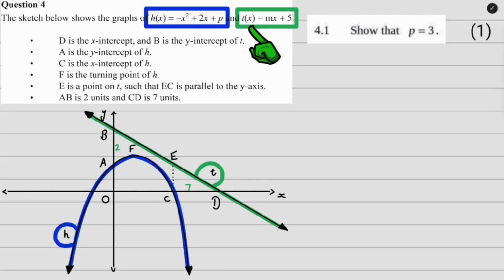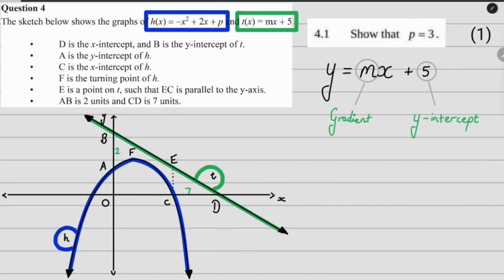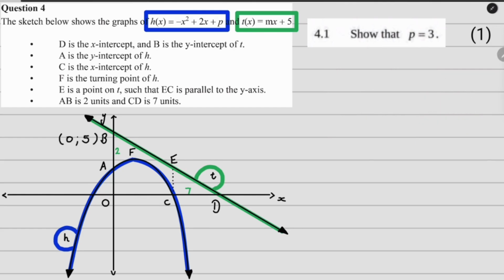So we're actually going to have to work with the green graph, and let me show you step by step how this goes. With a linear function, I can tell a couple of things from its standard form. With this linear function, the number on the outside is the y-intercept. So I know what the y-intercept of this line is. It's B. So I know the coordinates of B are (0, 5). Okay, so I put that on my graph.